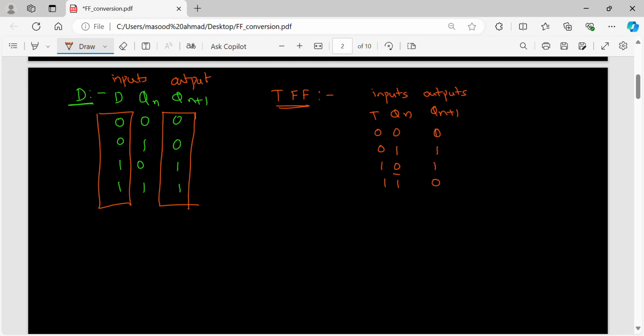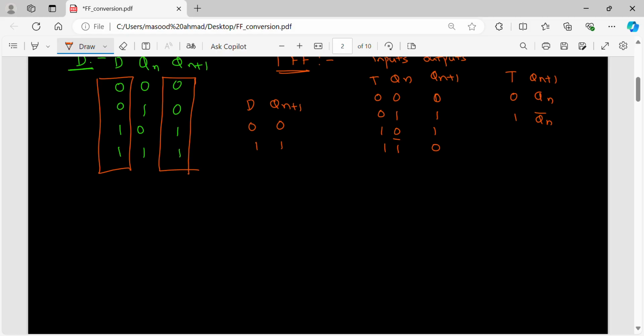So I can also write this in short form, that is T and Qn plus 1, with the same truth table. So for 0, it is Qn. For 1, it is Qn bar. For a D flip flop, it is also possible to write it in short form, D and Qn plus 1, with the same truth table. When D is 0, Qn plus 1 is 0. When D is 1, Qn plus 1 is 1. So this is all about the flip flop truth tables.